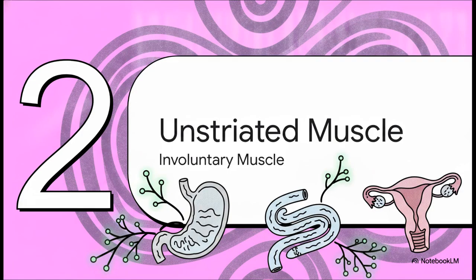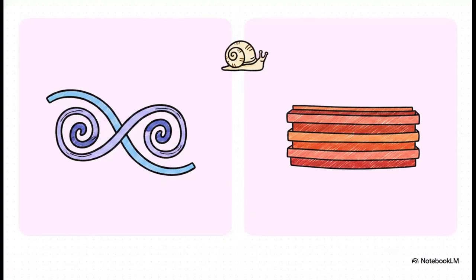Let's shift gears to our second type, unstriated, the involuntary muscle. Unstriated or smooth muscles are totally different. They operate quietly, basically on autopilot, inside internal organs like your stomach, the alimentary canal, and the uterus.